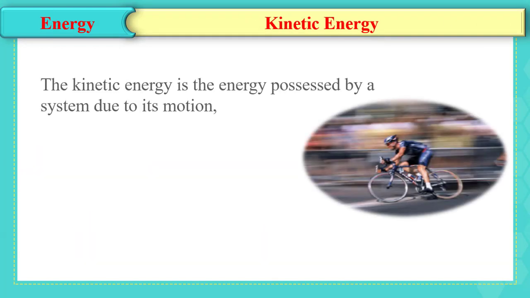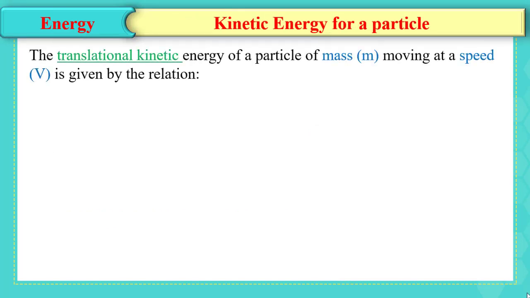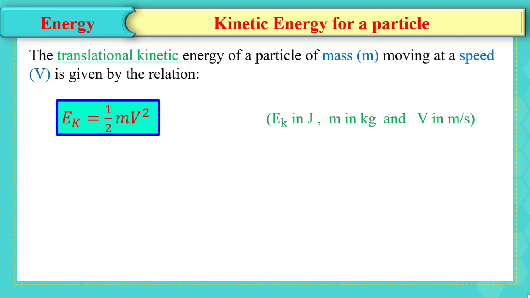Kinetic energy. The kinetic energy is the energy possessed by the system due to its motion. So, this energy is due to the speed of a system. For a particle of mass m moving at speed v in a translational motion, the kinetic energy is given by half m v squared, where kinetic energy is measured in joules, mass in kilograms, and v in meters per second.